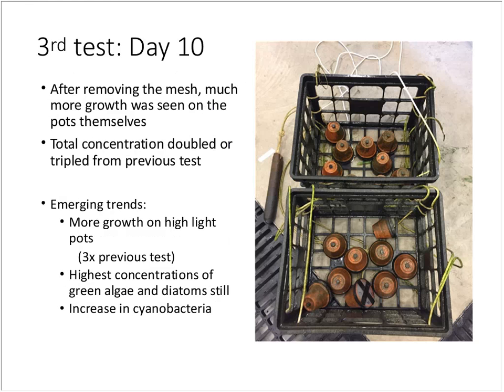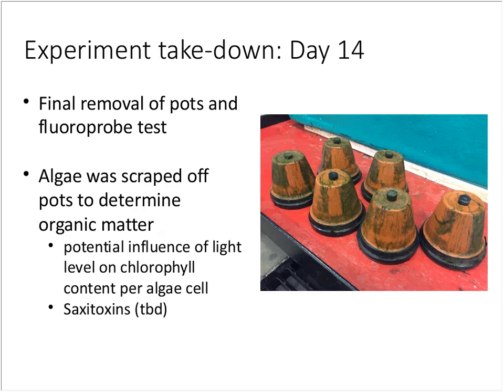More growth on the pots in more light, you can see here, and then a lot of green algae and diatoms. After 2 weeks, we took this down, and we did our final fluoroprobe test. And then to finish it out, we scraped algae off the pots in a certain area, you can see it here, to test the potential influence of light level on the chlorophyll produced. And then we're going to look for saxitoxins in the algae we scraped off later.